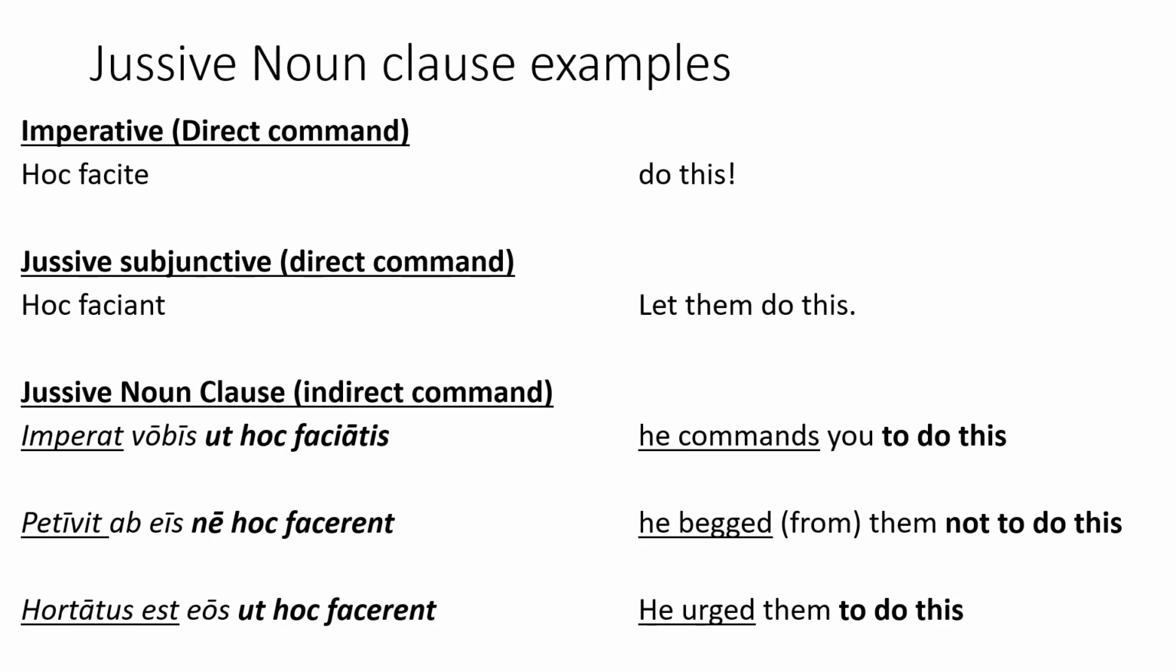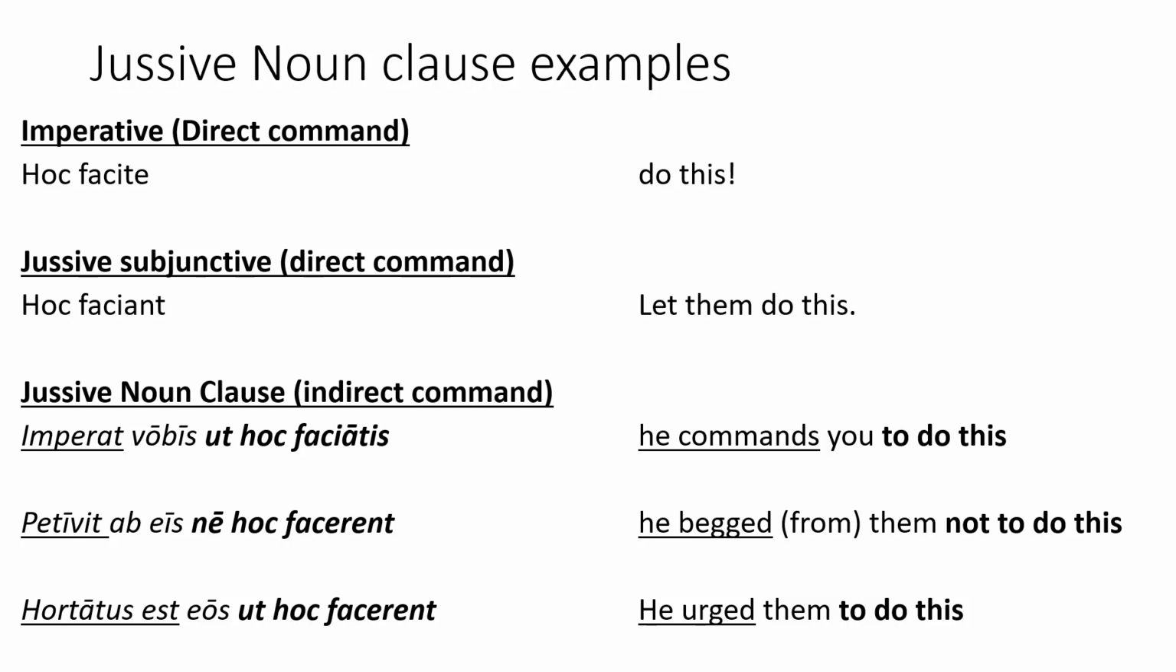First, let's refresh ourselves on some ways Latin does direct commands. The first of these is the imperative, as is seen in the sentence hoc facite, do this, with facite being the plural present imperative of facio. A second way to directly command someone in Latin is the jussive subjunctive, which is the use of the subjunctive as a main verb, not in a subordinate clause. This can be seen in the example of hoc faciant. That i-a in faciant tells us that this verb is subjunctive, and since it is not in a subordinate clause, it has to be a jussive subjunctive. It is translated as let them do this.